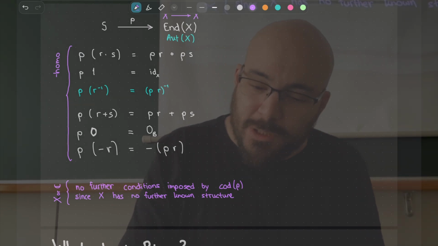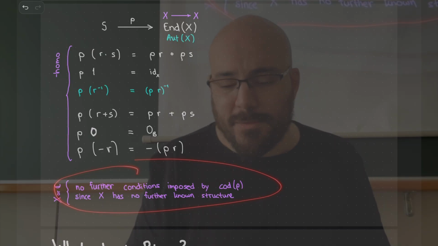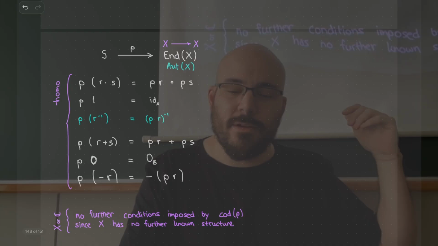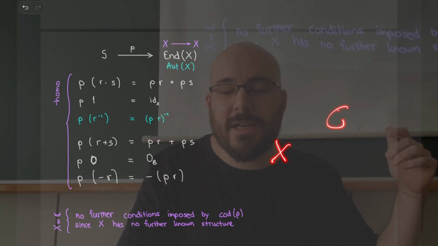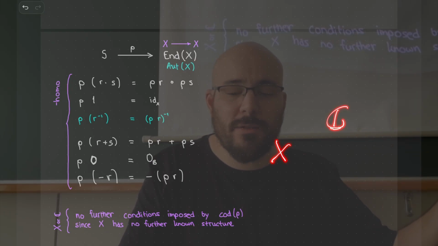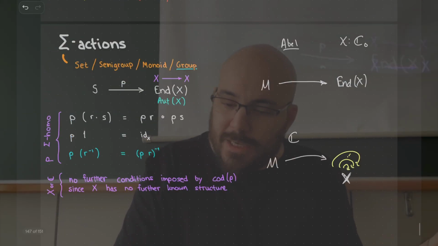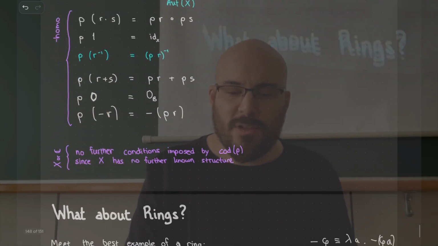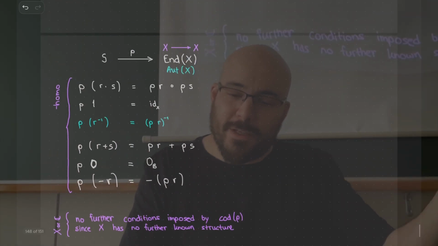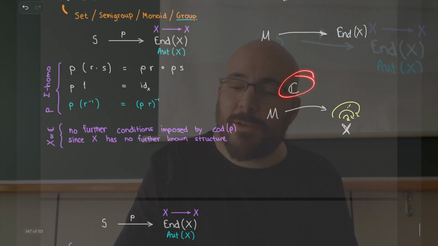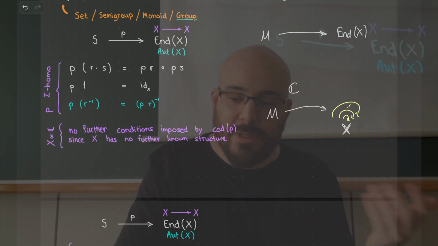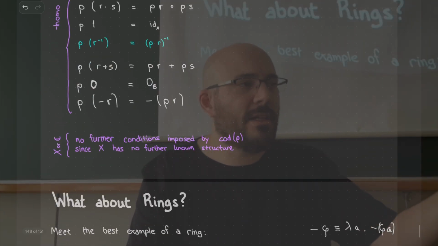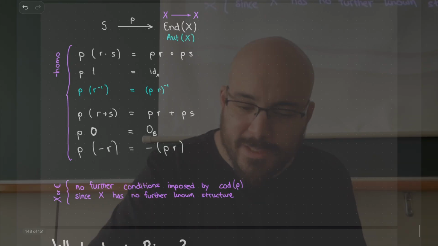But what about this thing? Back then I didn't have any further conditions, when I was just in some arbitrary category about which I knew nothing, because the codomain didn't have any extra structure that I needed to care about. But now I'm in the category of abelian groups, which means that all these arrows need to be group homomorphisms. So I get some extra things that I need to satisfy. Let's write these things down.